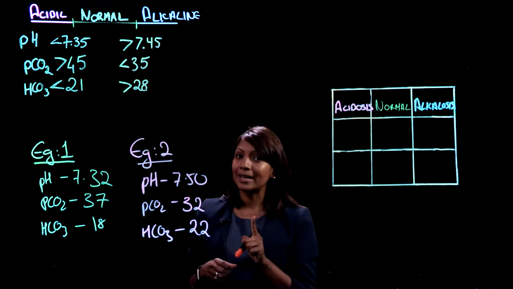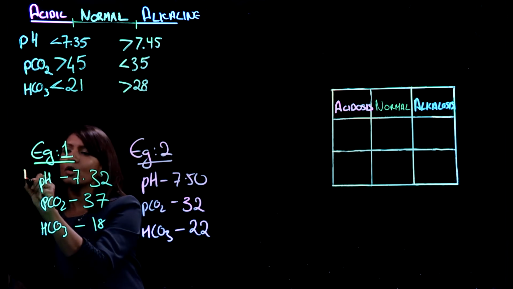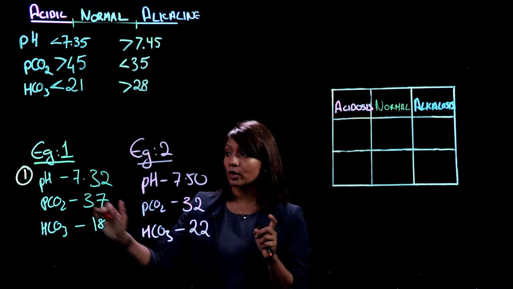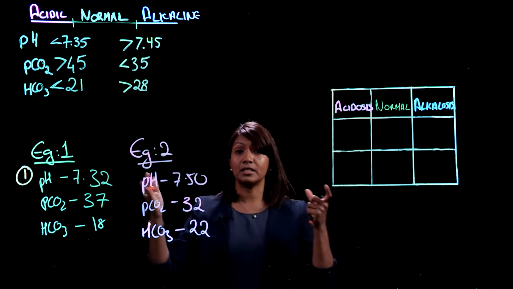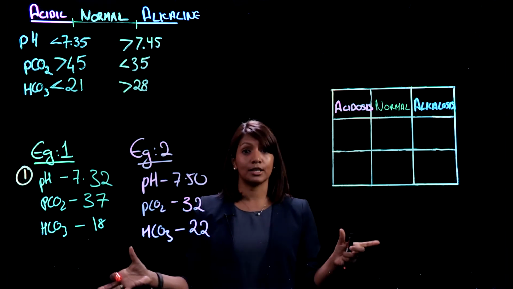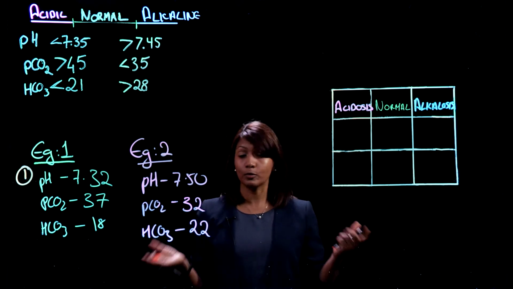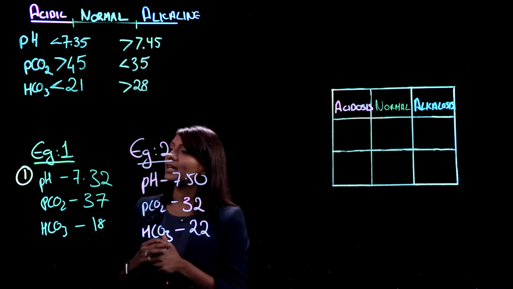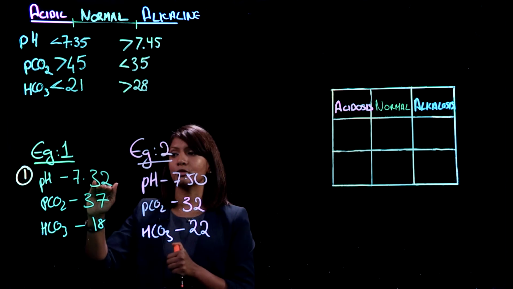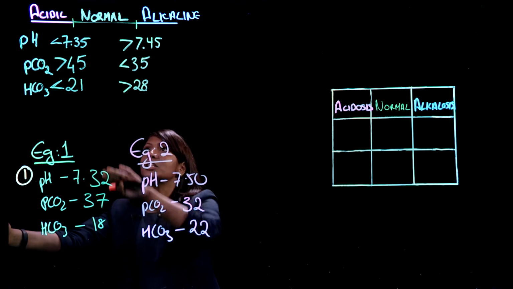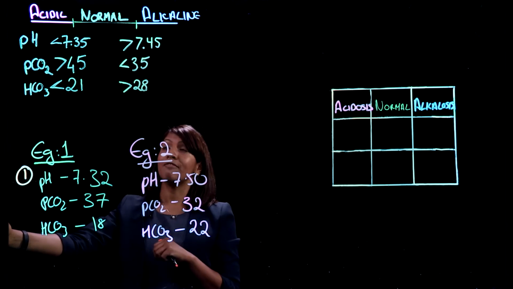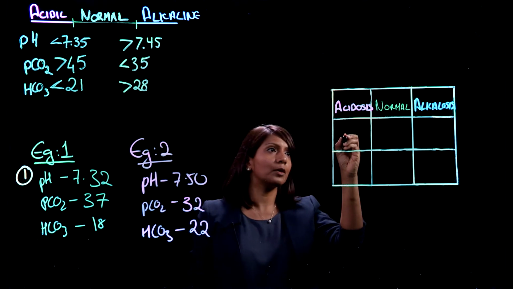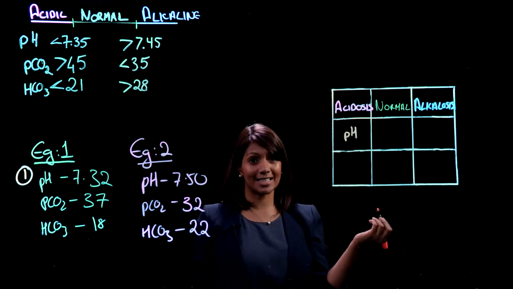The first step in analysis is to look at what's going on with the pH of the blood. We've got to figure out if it is normal, high, or low, in order to figure out what's going on with the client. So pH in this example is 7.32. 7.32 is less than 7.35, making the blood acidic.